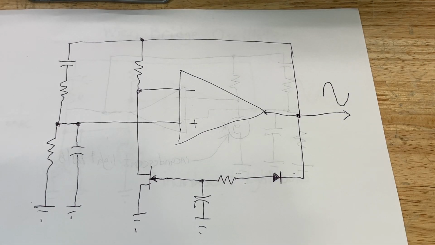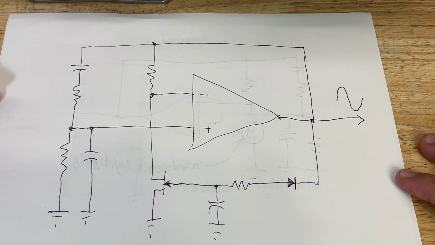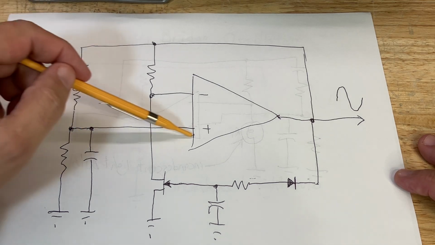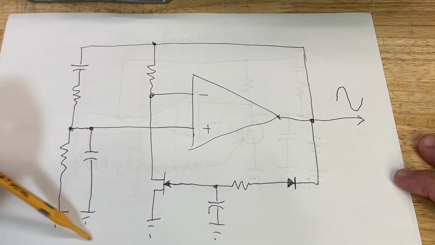Now here's the circuit of the HP 204C, the solid state version of my Wien bridge oscillators. This is how this one works. It's the same basic circuit. We have a positive feedback leg and a negative feedback leg in the Wien bridge, okay?